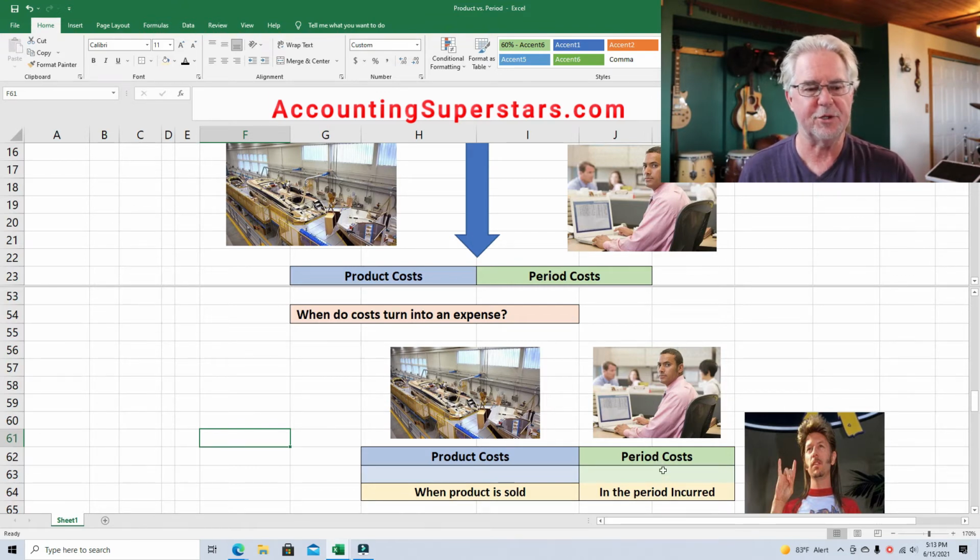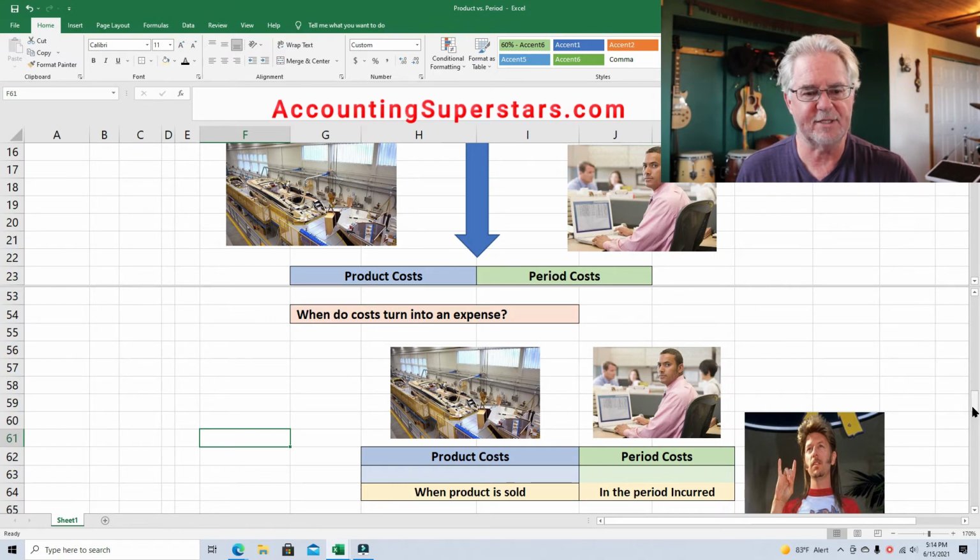Period costs, when do they turn into an expense? In the period incurred. So this guy's salary here, the guy looking at the computer, when does his salary turn into an expense? Well, if they pay him in February, then it's an expense in February. When is advertising an expense? Usually in the month incurred. So when does the CEO's travel become an expense? Well, when the travel occurs. So period costs turn into expenses in the period incurred. That's how it gets its name, period costs, period incurred. All right.